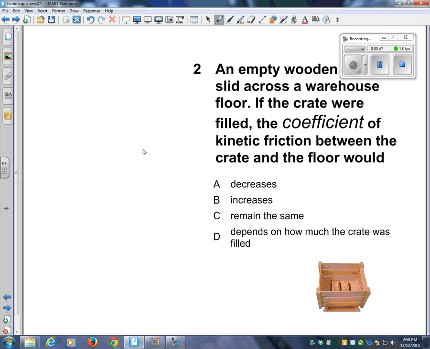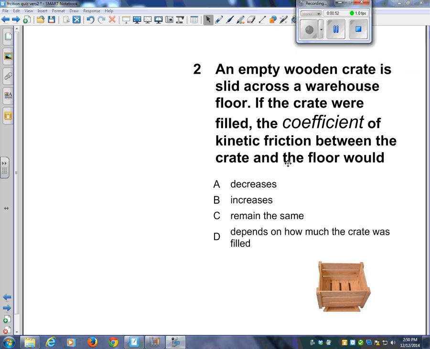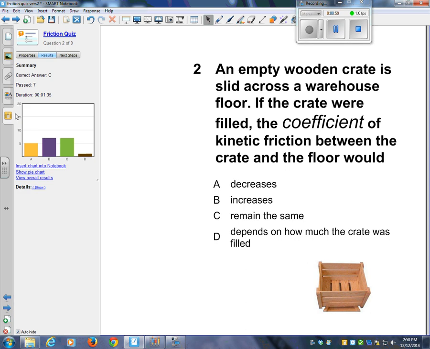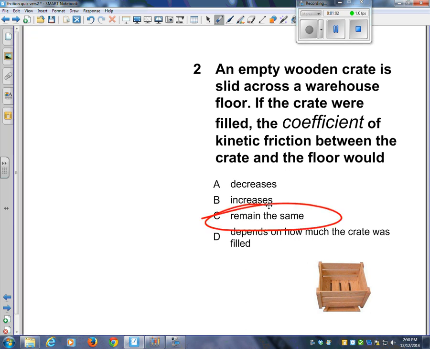Number 2. An empty wooden crate is slid across the warehouse floor. If the crate were filled, the coefficient of kinetic friction between the crate and the floor, it's not really a trick question, but the correct answer is C. Well, that was a trick question. Well, it is a little bit. It's not a trick, it's a question designed to see if you really understand. That was tricky. Mu is only dependent on one thing. How rough the surfaces are. Okay? It's only dependent upon how rough the surfaces are.